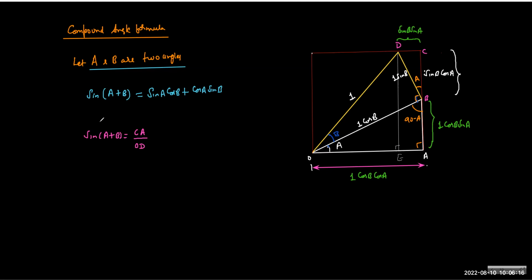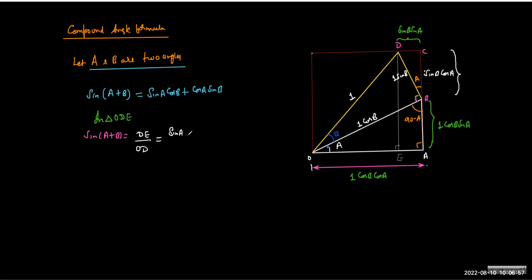ODE. In triangle ODE, can we write like this? Yes or no, guys? I think I can replace this by this. So in triangle ODE, sine of the angle is equal to the perpendicular upon hypotenuse. And what is the perpendicular? Can you see the perpendicular value from the diagram? What is DE, guys? Tell me, what is DE? That's sine of A plus B.